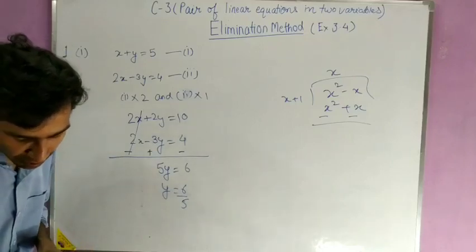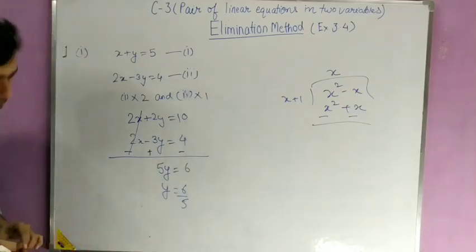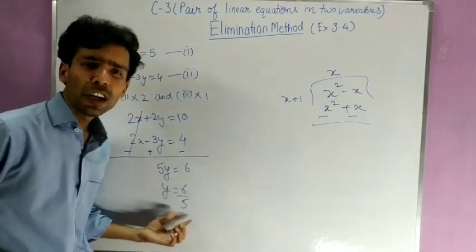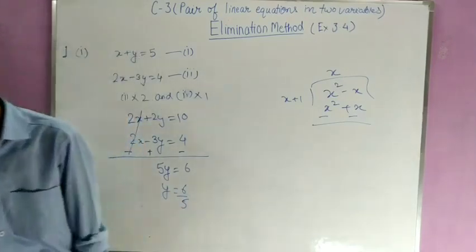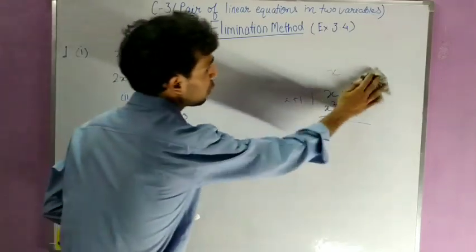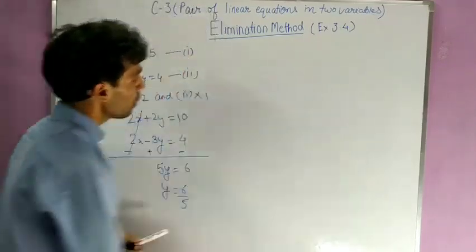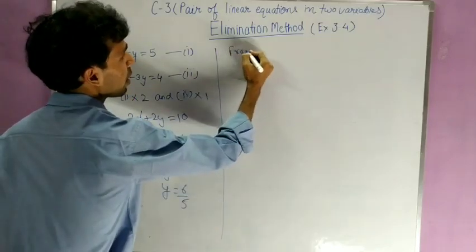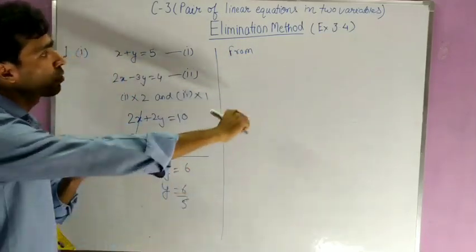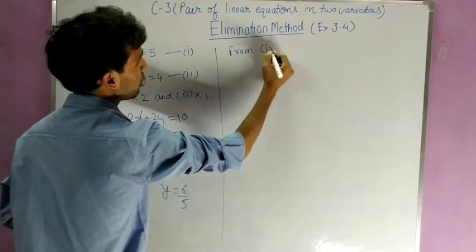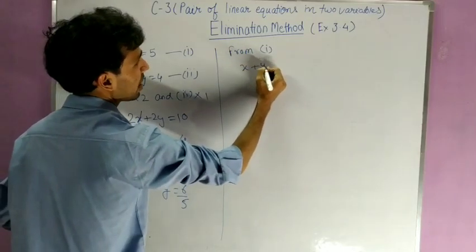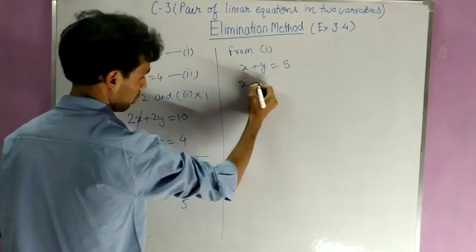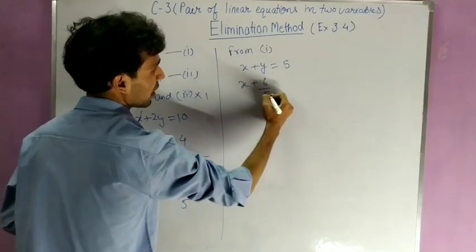So by this we can get the value of y. Now you got the value of y, so when you put it in any equation, you can get the value of x. You can take any equation, so I am taking equation number 1. From equation number 1, x plus y equal to 5. So put the value of y here: x plus 6 by 5 equal to 5.